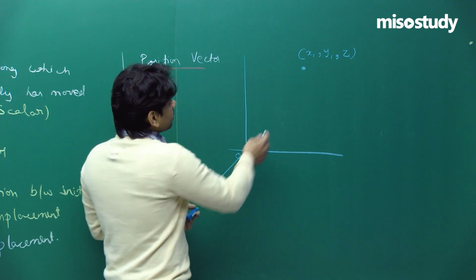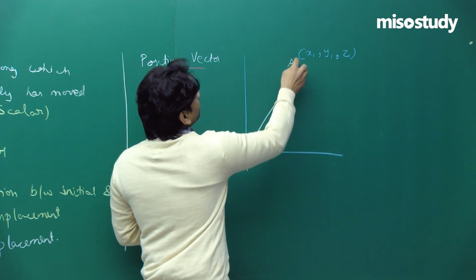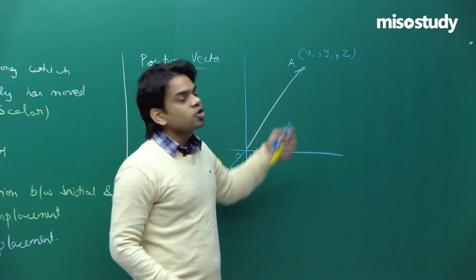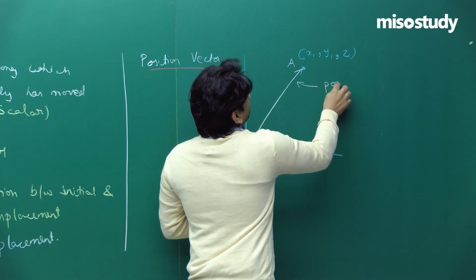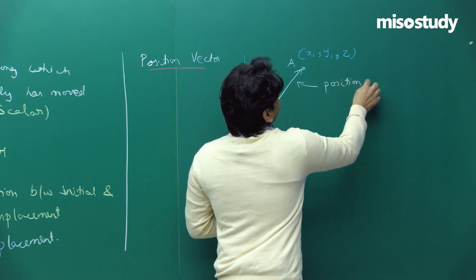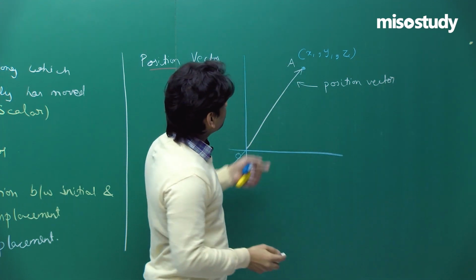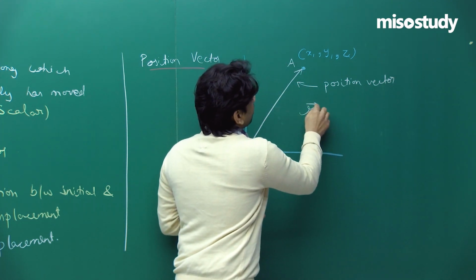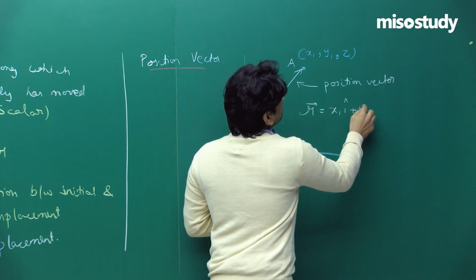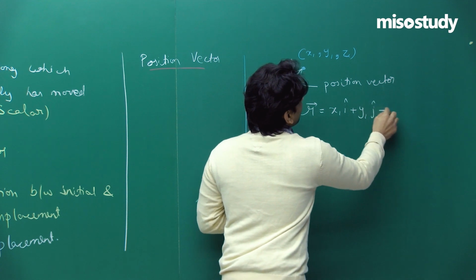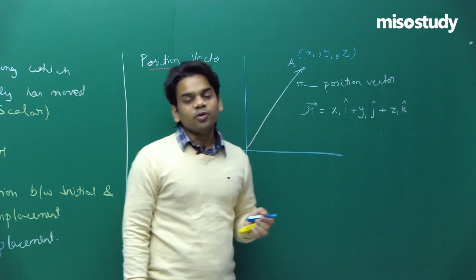So if we join a vector from the origin to the point where the particle is lying, this vector is known as the position vector of the particle. I mention this as the position vector. How can you give the value of this position vector? It's very simple. Say this is the r vector, and it will be equal to x1 i cap plus y1 j cap plus z1 k cap.